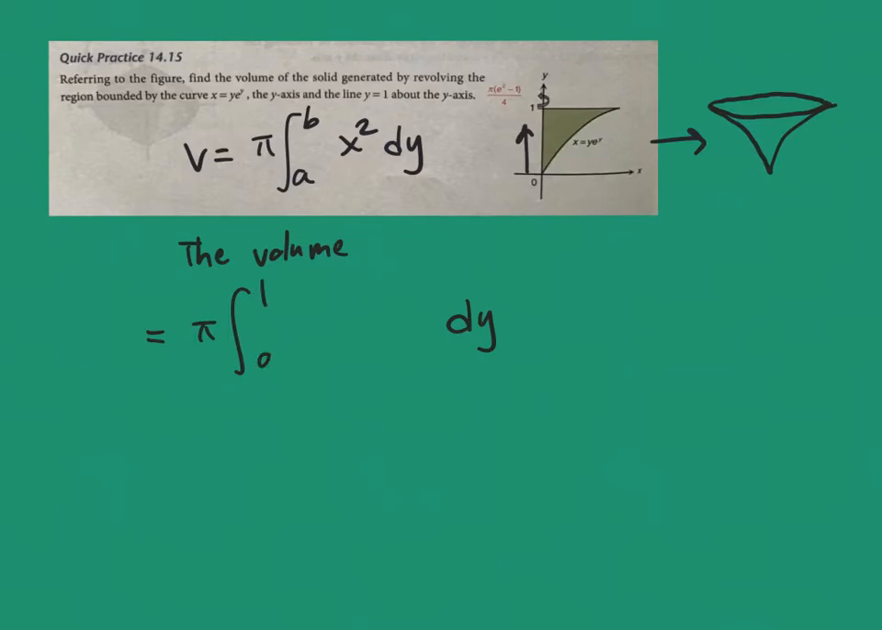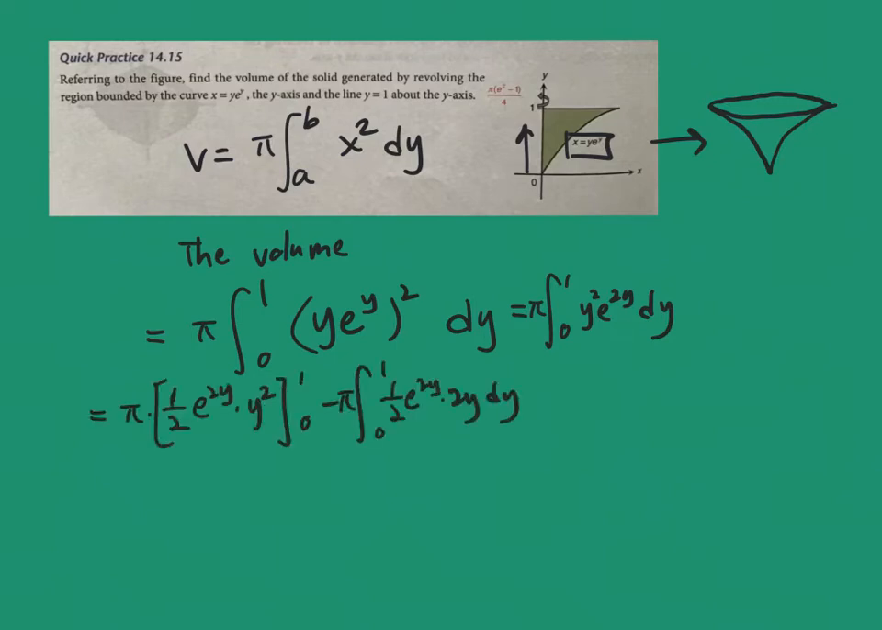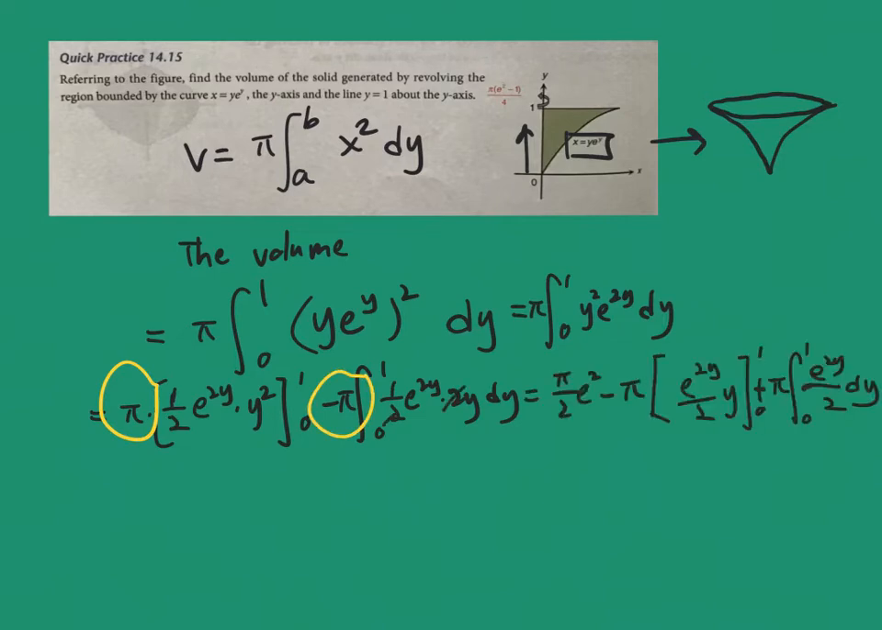Now, inside the integral, it should be x squared. And luckily, x is the subject of this curve. Therefore, y times e to the power of y and take the square. And then expand it. You can get this one, and you find that it is not easy to find the integral of this one. Therefore, we need to apply the technique of integration by parts. After that, you can get this one. And don't forget to times pi for both parts.